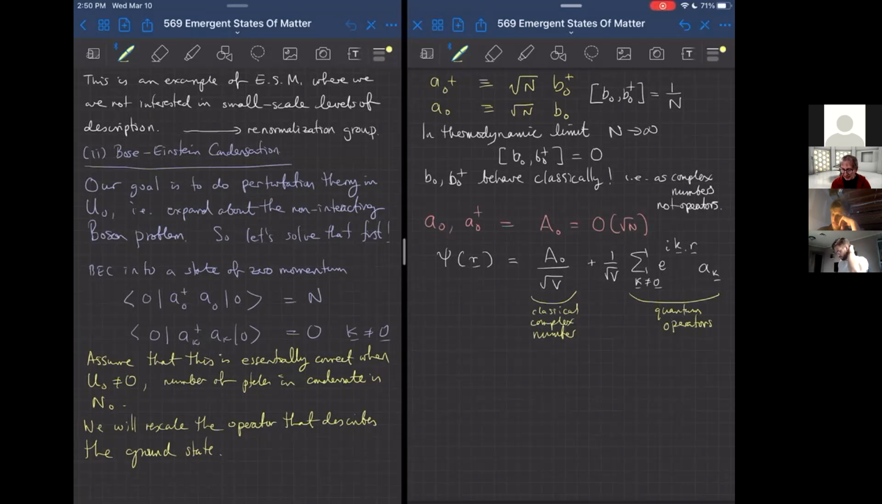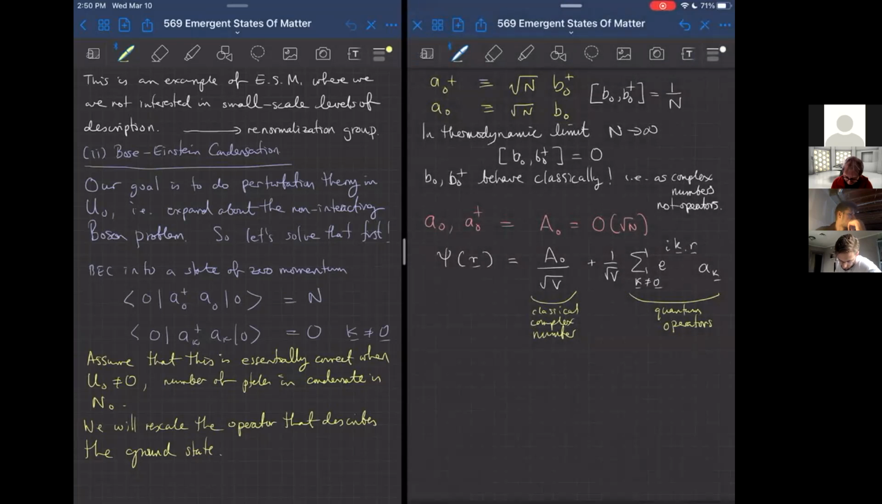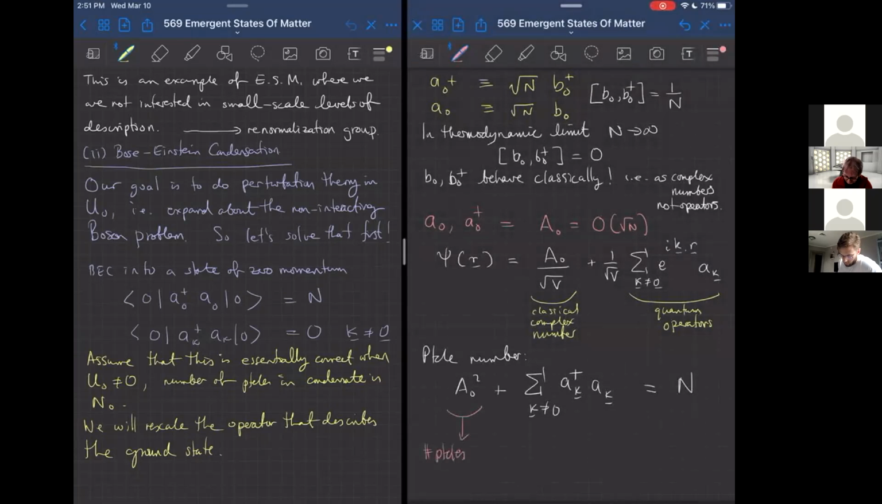Then we also know that the number of particles in the system is conserved. So what that means is that the number of particles is given by this, by summing the various terms. So the number operator is like this. This is the number of particles in the ground state plus the number of particles in the excited state. So that has to equal N. And so this thing here is the number of particles in the ground state, which is what we've called N naught. And then this thing over here is the number of particles in the excited state.